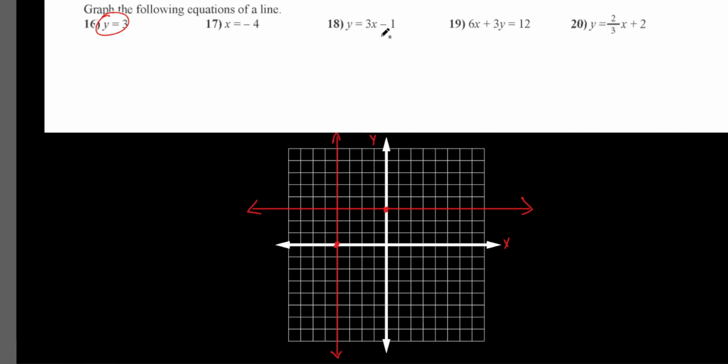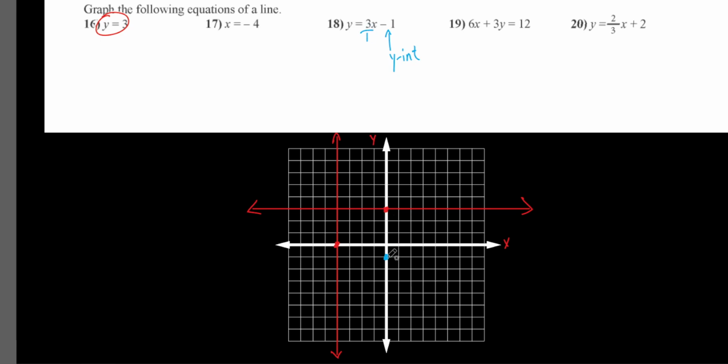Number 18. Number 18 and 20, both super easy. Let's do it in a different color. Let's go blue. Look at 18. y equals 3x minus 1. First thing I do is I put a negative 1 for the y-intercept. That right there is the y-intercept. That's the b, right, in y equals mx plus b. Then I do the slope. The slope is 3 over what? 1. So I start at the y-intercept, and this is rise over run.